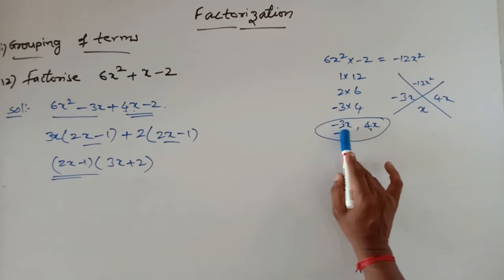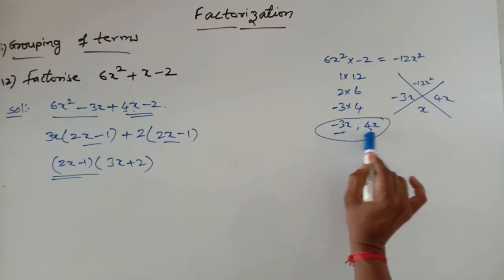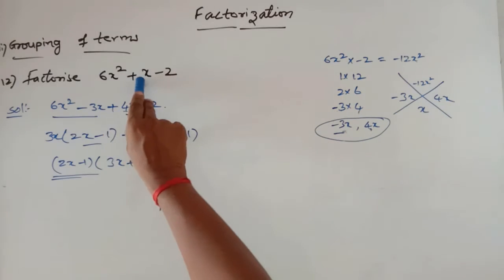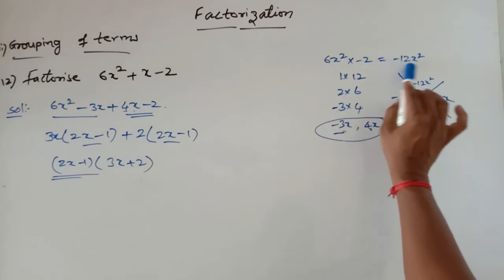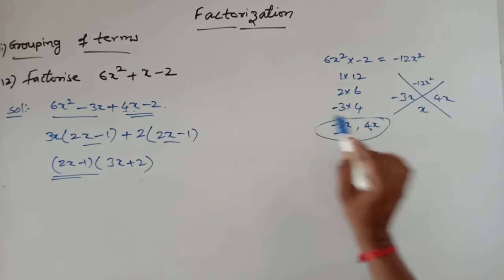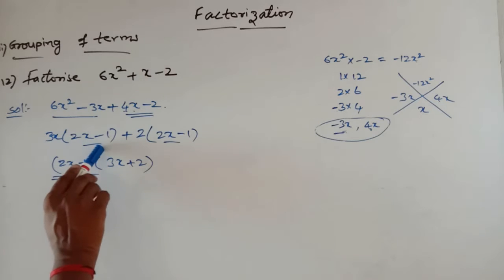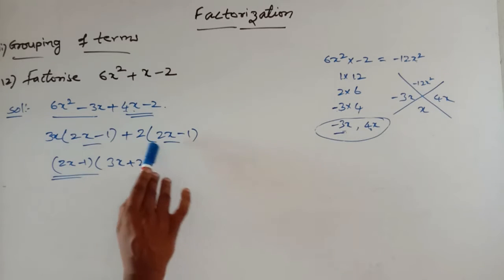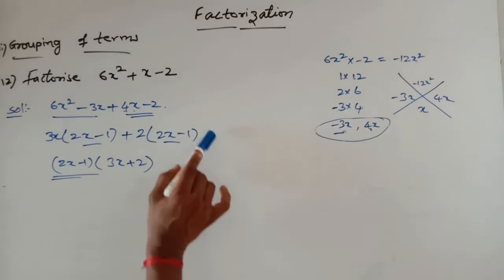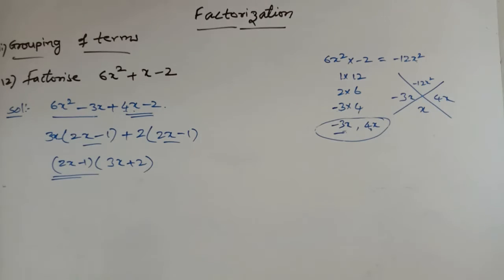Okay. So that means minus 3x, 4x are the terms; when I am adding these two, I am getting x. And when I am multiplying these two, I am getting the same answer, minus 12x square. Hence, these are the factors of minus 12x square. Now I am going to substitute here. Then in this I am taking 3x common, the remaining will be 2x minus 1, and here 2 I am taking common, remaining will be 2x minus 1. Again in these 2x minus 1 is common, and remaining terms I am writing. So these are the factors of 6x square plus x minus 2.